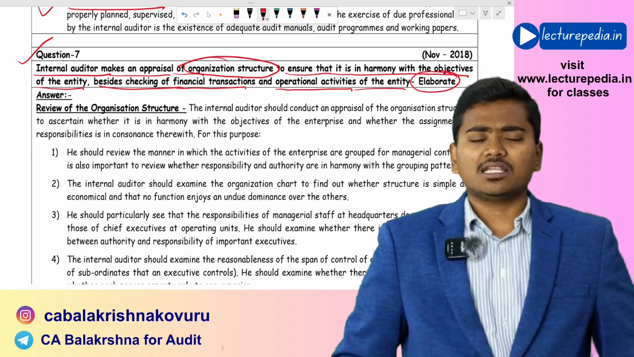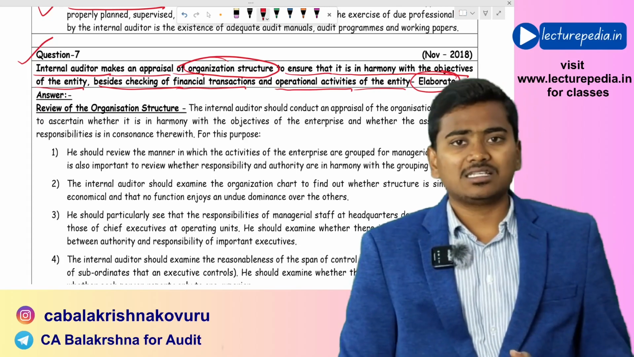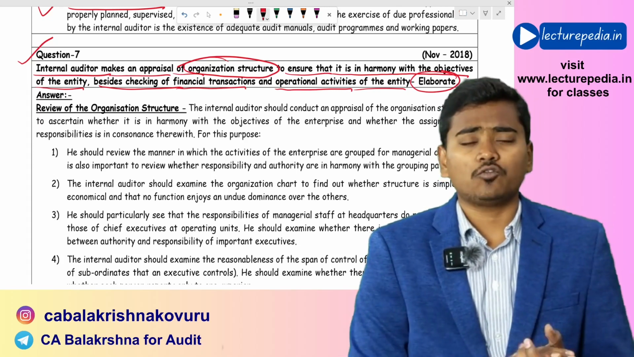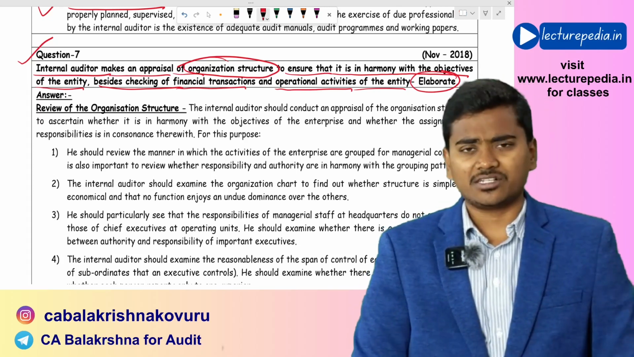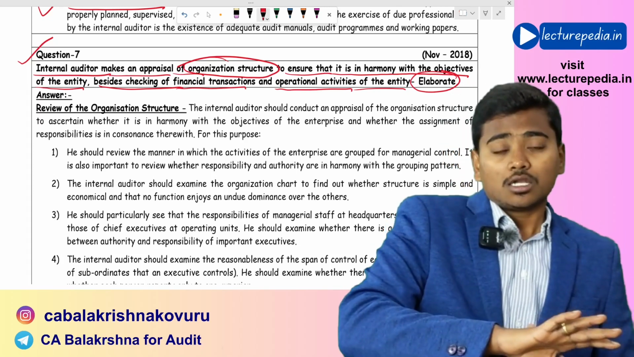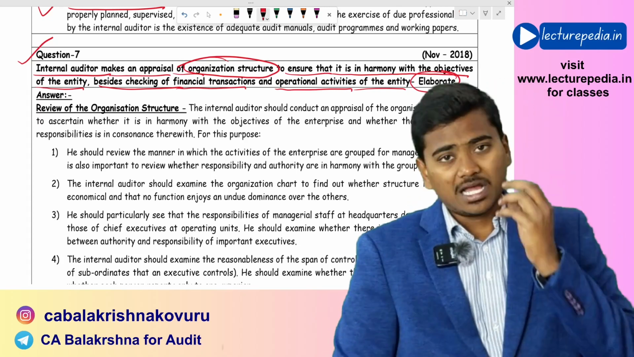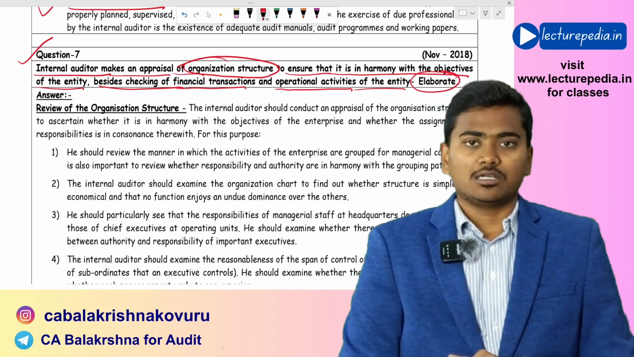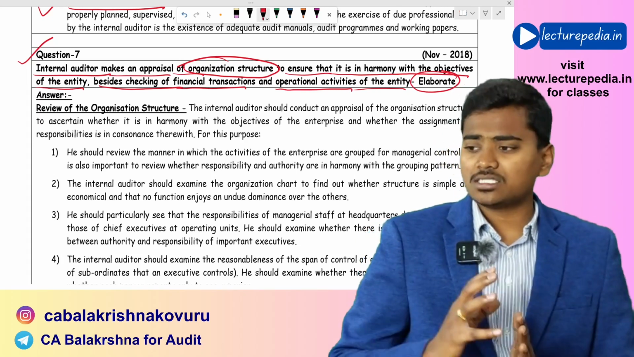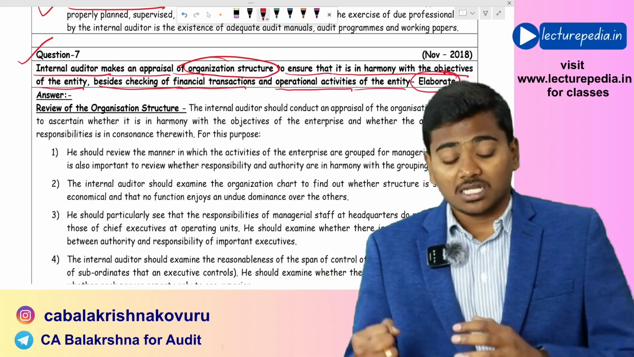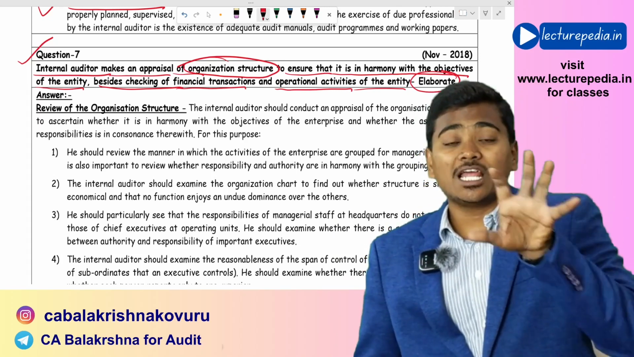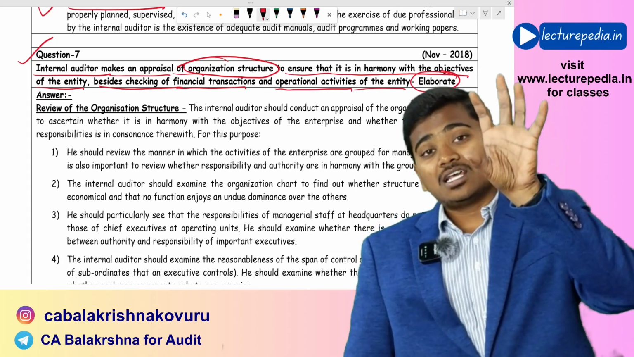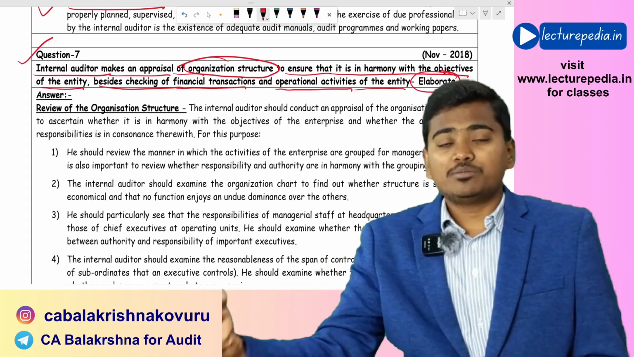Now, basically the scope of the internal auditor these days has become wider. He not only focuses on financial transactions. Apart from financial transactions, he also focuses on non-financial aspects within the entity. So as part of this, the internal auditor will review the organizational structure, because in order to achieve its objectives, in order to achieve its goals, the organization structure should help the entity in achieving its objective. So the internal auditor will verify whether the organizational structure is in harmony with the objectives of the entity.